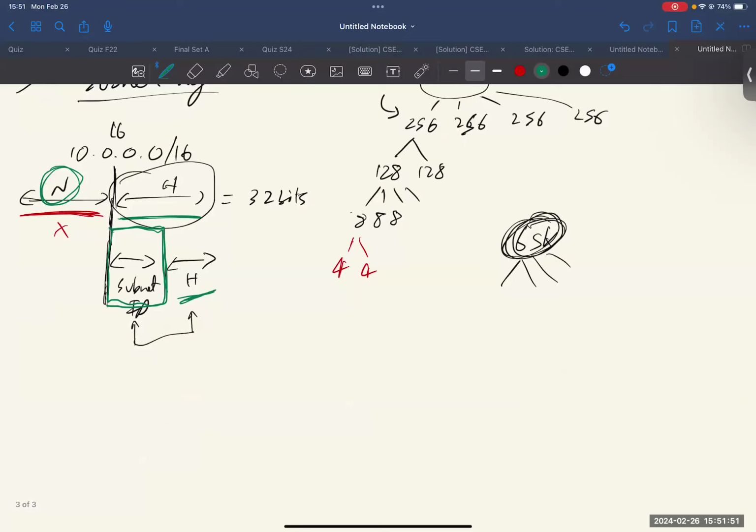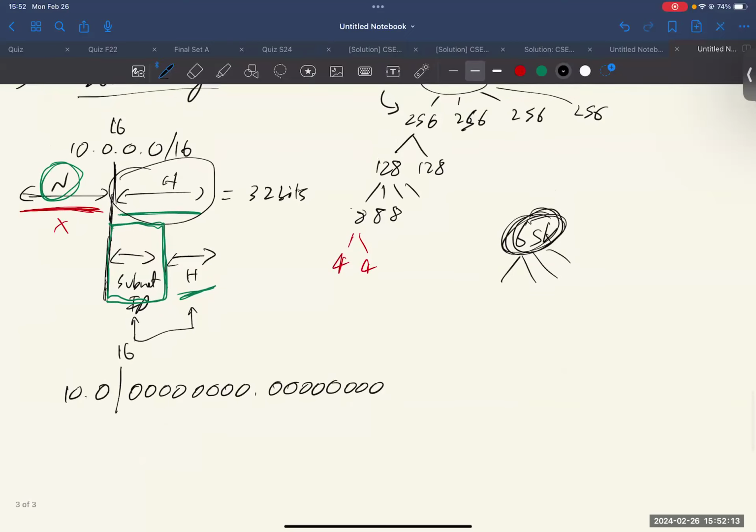Okay. So for example, let's see. I have this IP address 10.0, right? I'll give this example 10.0.0.0000000.0000000. I broke it off here because it's 16, and after 16 bits, I need to work with it.